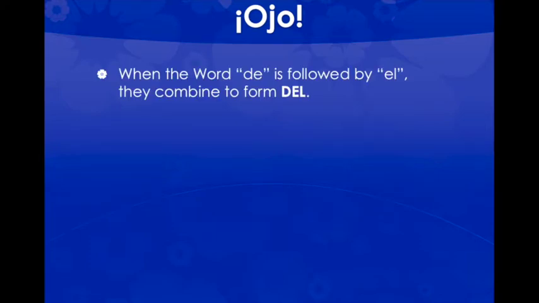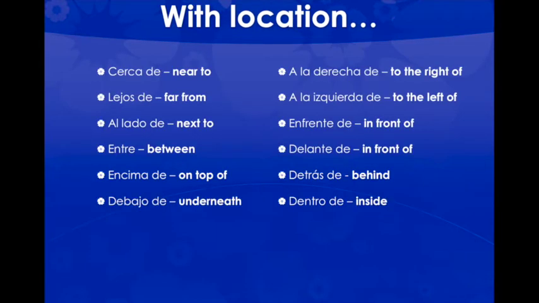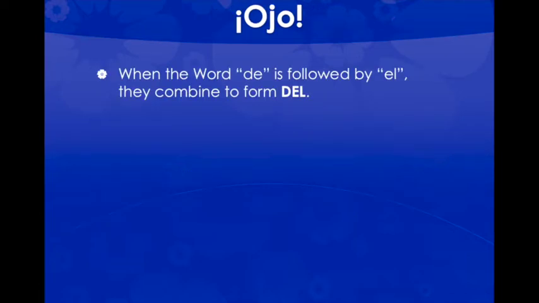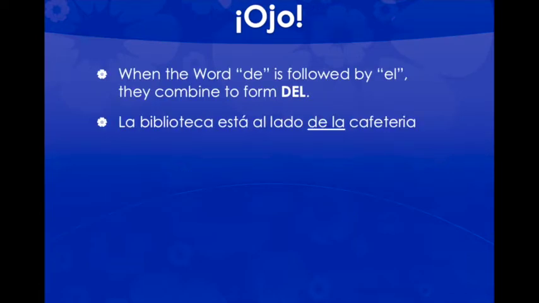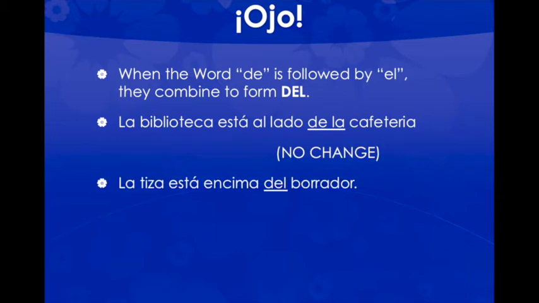Be careful. When you are using some of those expressions, remember they have the word de on most of them. If you follow it with the word el, you have to make it combined to the word del. So in the example sentence, la biblioteca está al lado de la cafeteria, no change needed. However, if we were going to say the chalk, la tiza, is on top of the eraser, está encima del borrador, notice how de and el, meaning of the, like on top of the, form del.